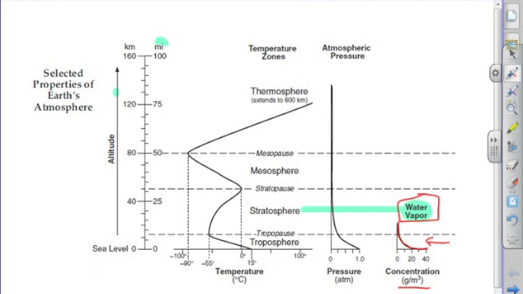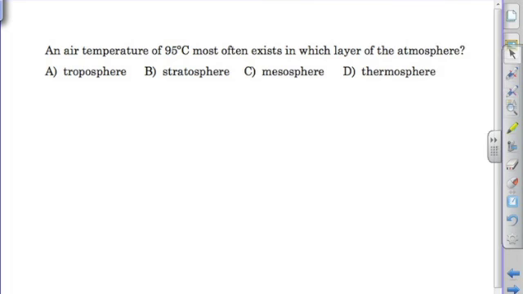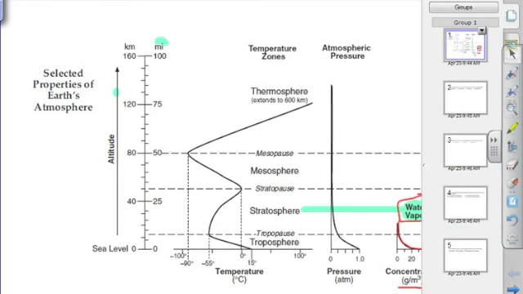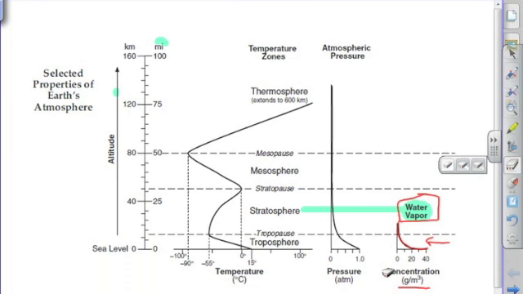So let's look at some sample questions that you might be asked referring to this chart in the reference table. An example question like this: an air temperature of 95 degrees Celsius most often exists in which layer of the atmosphere? So let's see, 95 degrees Celsius, in which layer of the atmosphere? Back to my reference table. Just going to clean it up.